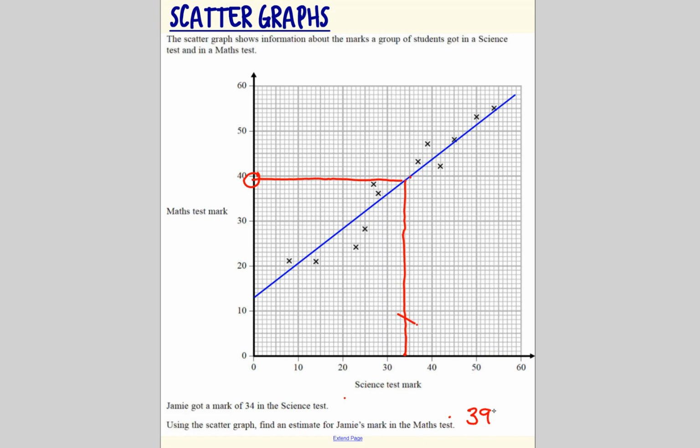The other things you can get asked are about anomalies. So if you've got a point that's really far away from your line of best fit, you might be asked about that. And the reason that's an anomaly is because it doesn't match the rest of the data.